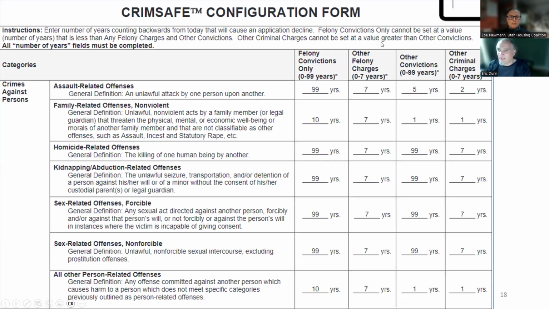And then the computer is basically going to look at the criminal record and then try to sort it into a crime category, and sort it into what the severity level is, and then determine how old the criminal record is, and then that spits out a result.